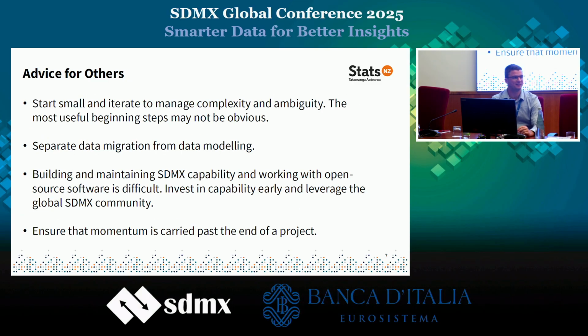So our advice for others is start small and iterate to manage the complexity and ambiguity. Harmonizing data and moving to a new platform is a big undertaking, and you find a lot of challenges in the data, the metadata, and the business process side of the work. And the most useful beginning steps may not be obvious. For us, one of the big issues where we have inconsistencies is total labels on code lists are not standardized across the organization, so that is a very small and easier thing to achieve.